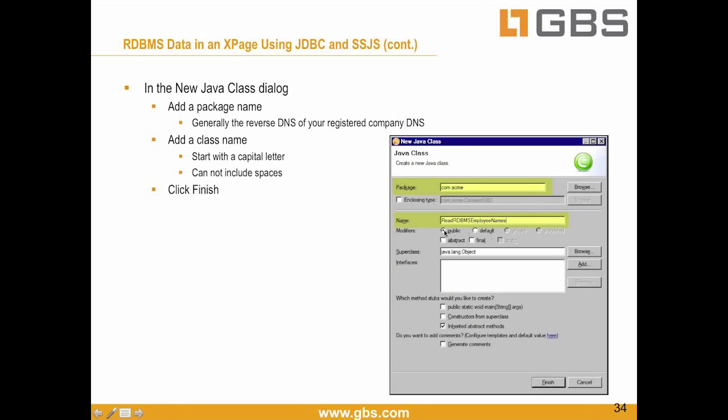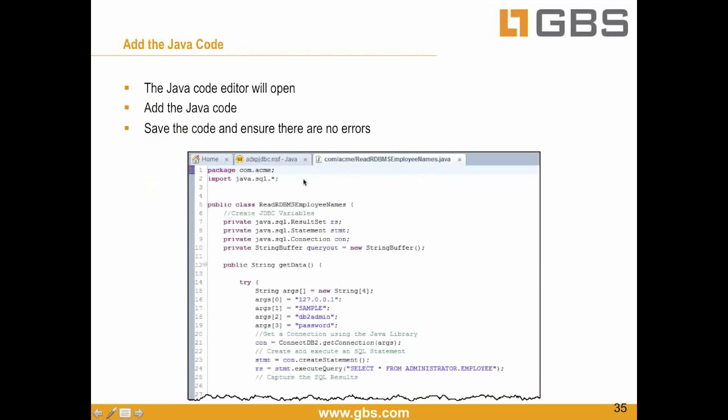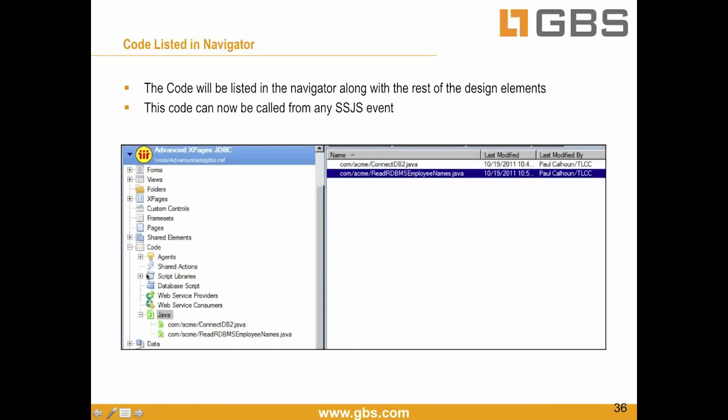In the new class dialog, again, we just give it a name, com.acme, whatever we're doing here. In the code, this is where we just pretty much duplicate the exact same code we wrote in our agent. So we're going to say, this is the read relational database. We're pulling in the Java SQL packages, and again, passing all of our parameters to connect to the back-end relational database. Once you've added those Java code elements, again, they're going to show up with their full package name right there in the Domino Designer under that Code Java section.